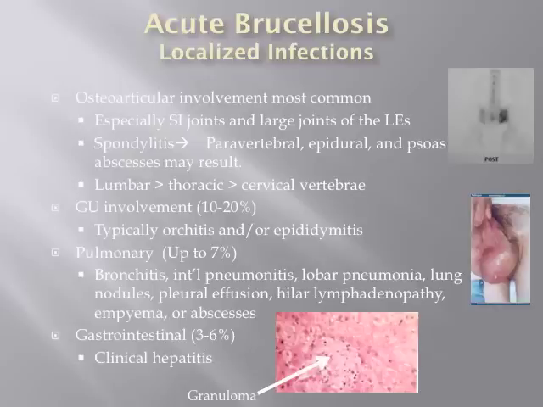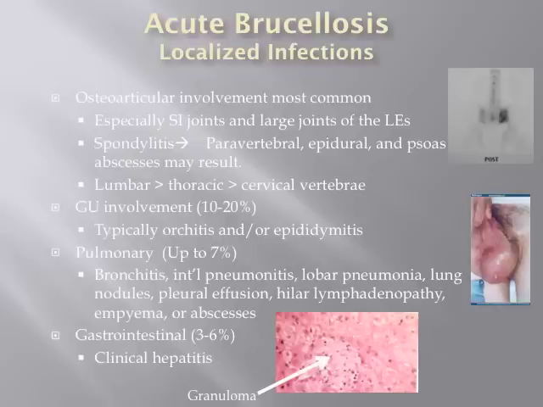So remember Brucella orchitis or epididymitis. That can occur in 10 to 20% of cases. And for pulmonary disease, remember that some Brucella can be inhaled. Think about an interstitial pneumonitis, a lobar pneumonia. Think about lung nodules being due to brucellosis, empyema or abscesses. And clinical hepatitis can occasionally occur.